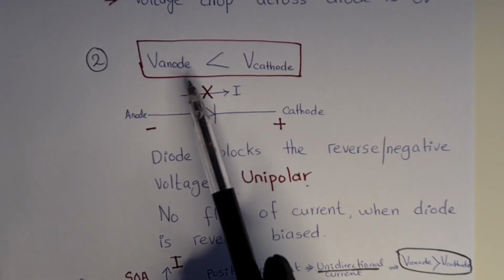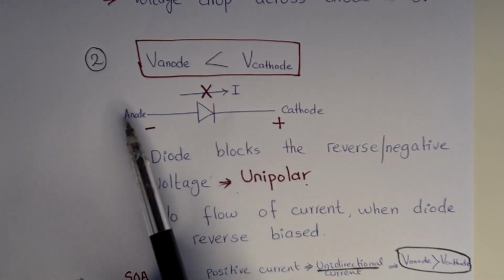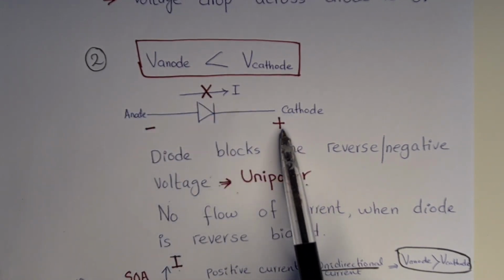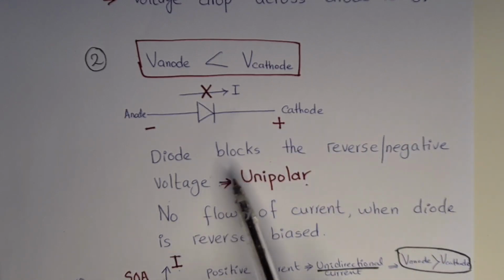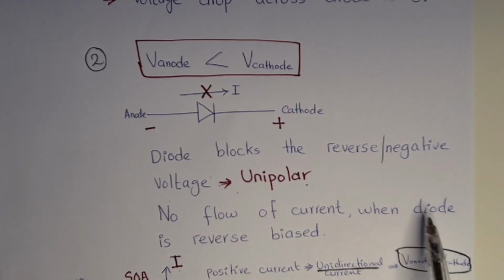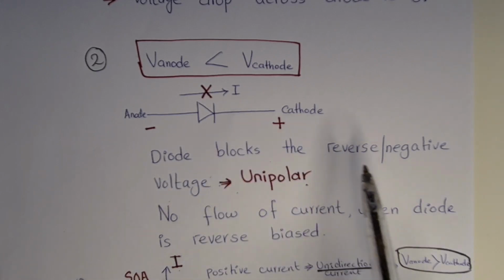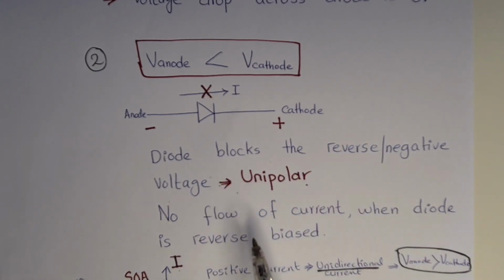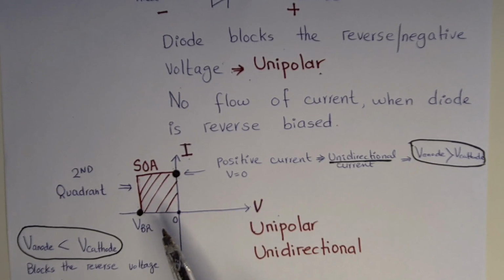If you talk about the second category, here the diode is in the reverse bias condition. The anode is negative and the cathode is positive. The diode blocks the reverse voltage or negative voltage. So there is no flow of current in this direction. No flow of current when the diode is in reverse bias condition. So this one is unipolar because the diode blocks only the reverse or negative voltage and it allows current in the positive voltage. Here we have the VI characteristics of the diode.